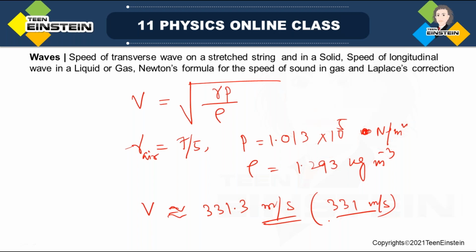I'll stop it here for today. Next day we'll see the effect of various factors like density, pressure, temperature, humidity, etc. on the speed of sound. And along with that, we'll take up numerical examples because we have already covered many things here, including the displacement equation of a propagating wave, etc.